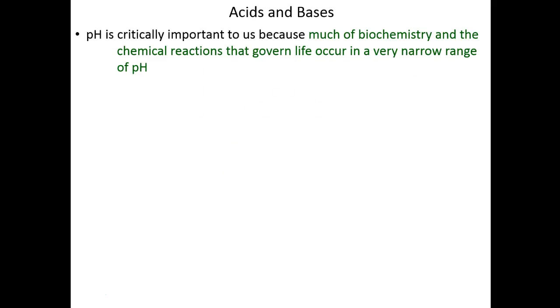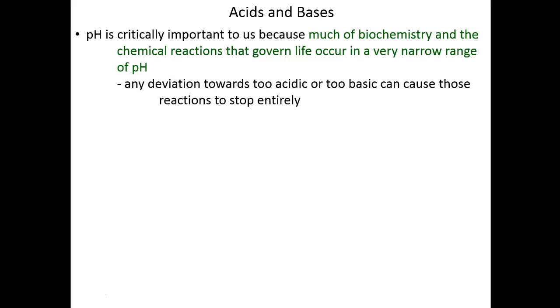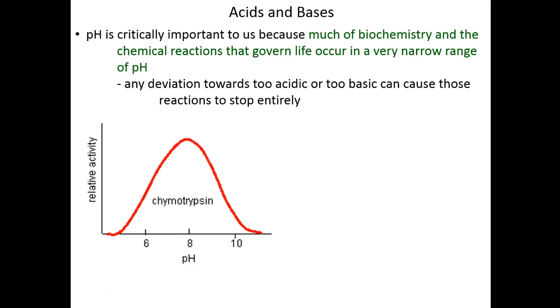pH is also critically important to us because much of the biochemistry that we'll be talking about in this course and the chemical reactions we'll be discussing occur in a very narrow window of pH, most of it occurring at the neutral window. Any deviation away from that narrow window, either becoming too acidic or too basic, can cause the enzymes to break down and the reactions to stop entirely.